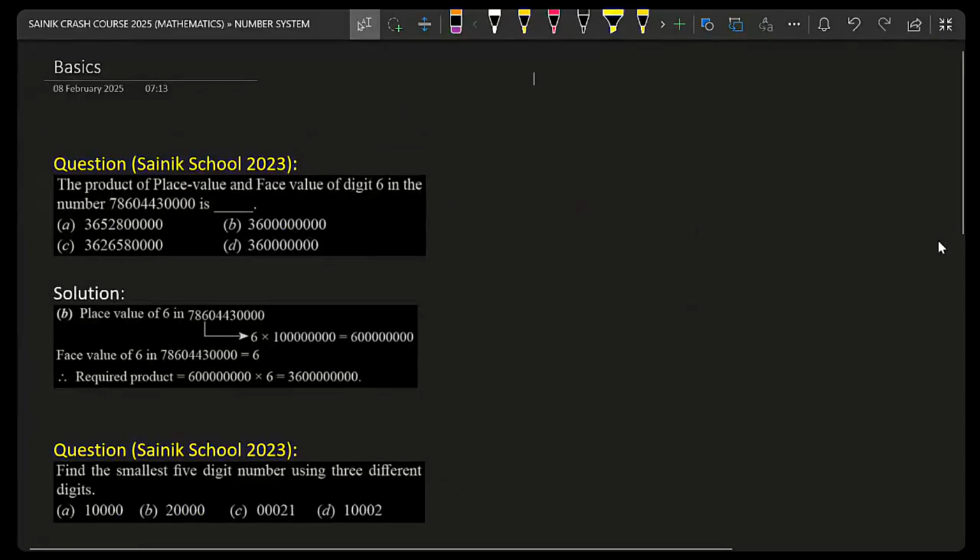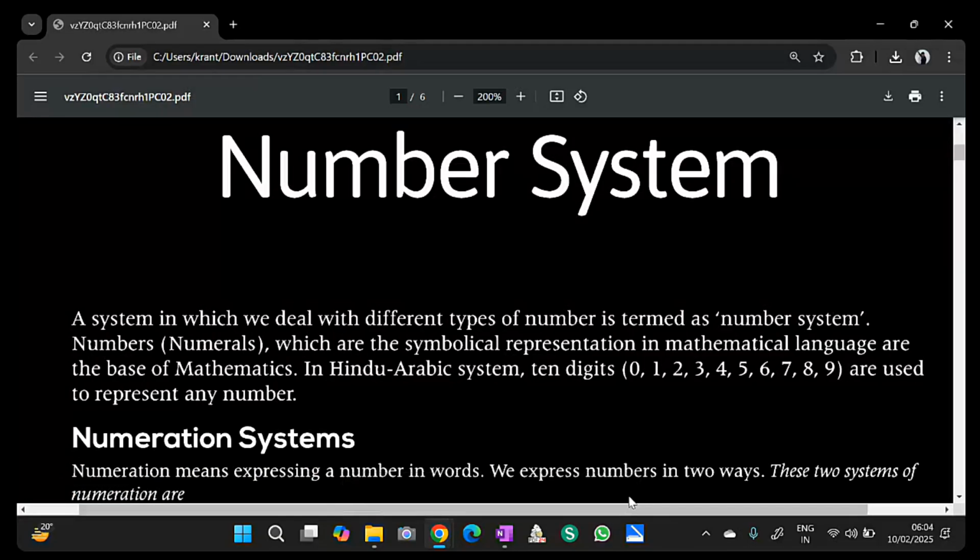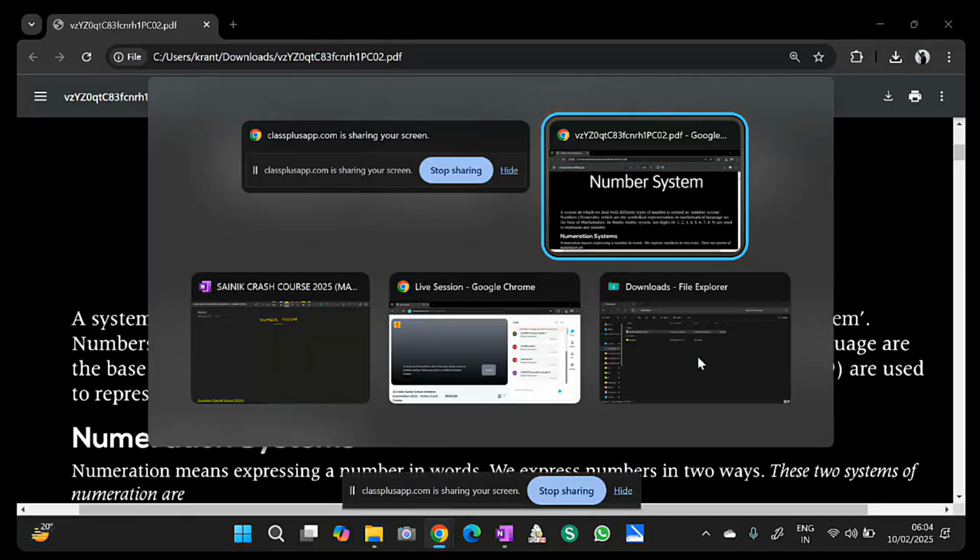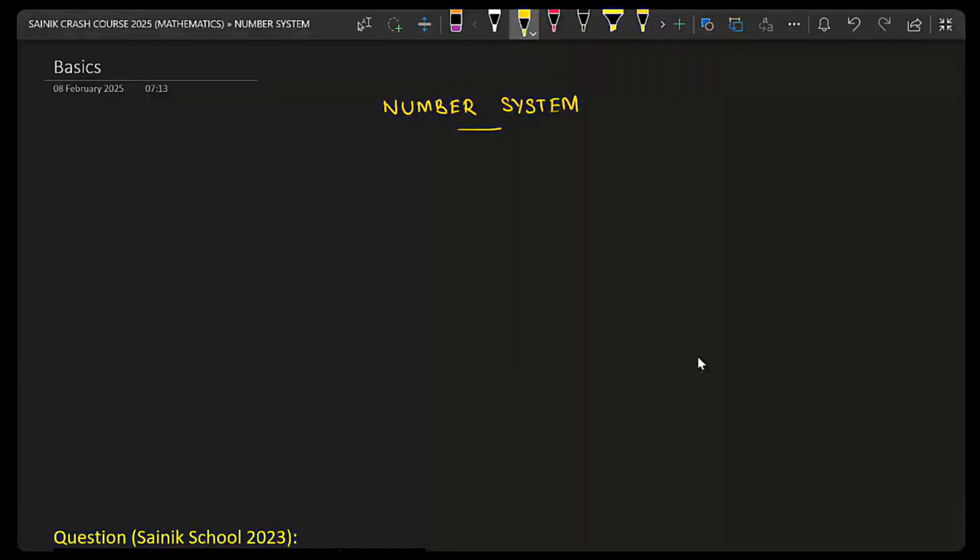So today we are going to start with the basics of number system. A system in which we deal with different types of numbers is called number system, and the numbers we create are called numbers or numerals. And what are the fundamental building blocks of numbers? They are nothing but digits. So what are the digits that we are going to use? The digits that we are going to use: 0, 1, 2, 3, 4, 5, 6, 7, 8, 9.